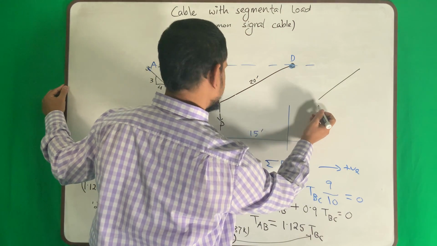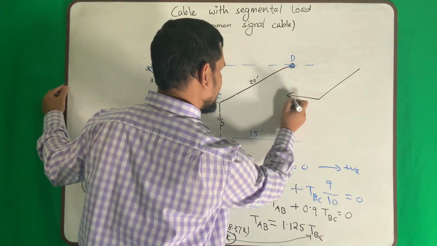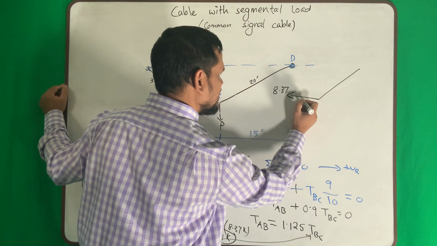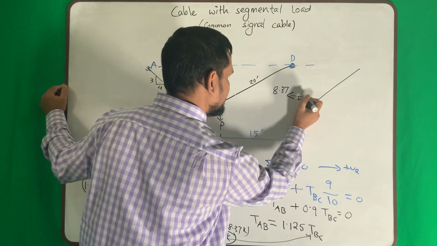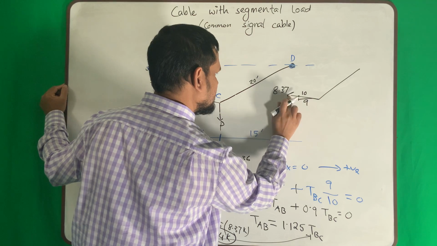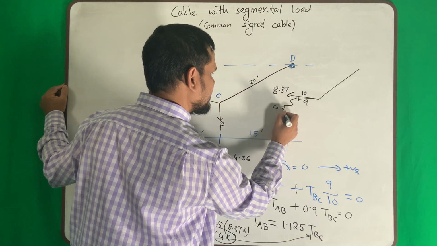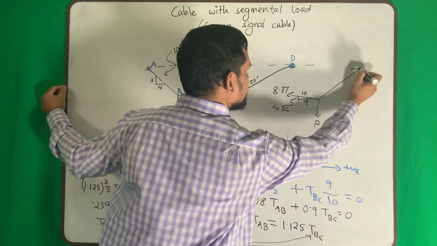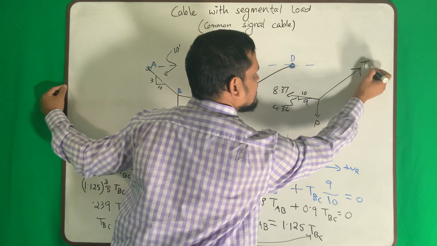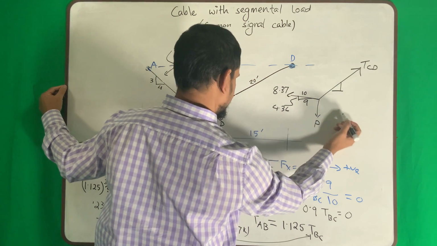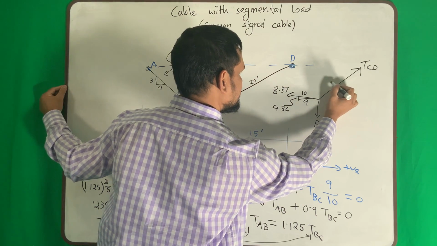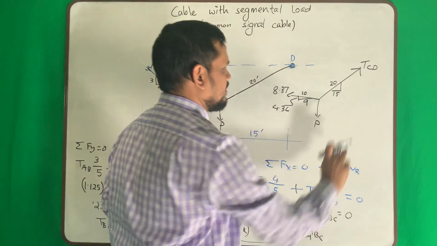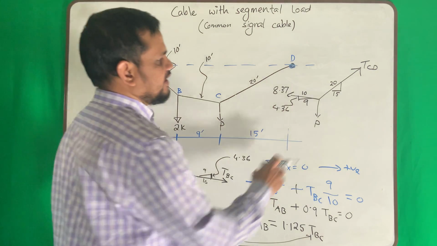If I go to joint C, so this is this way. Now I know this force BC. BC is 8.37. My slope here is 9, this is 10. This portion is 4.36. And I have a force here, that is P. This force TCD, what is the slope? This is given 15, this is given 20, or I can write 15, 20.